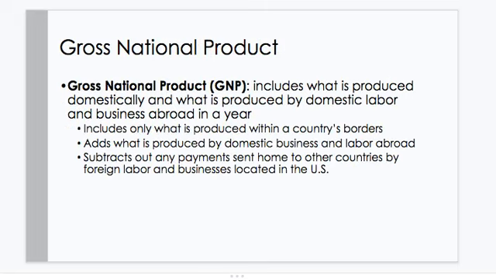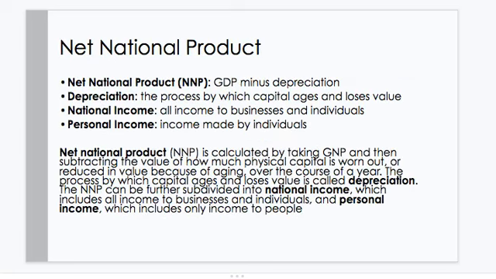Gross national product, GNP, includes what is produced domestically and what is produced by domestic labor and businesses abroad in a year. GDP includes only what is produced within a country's border. GNP adds what is produced by domestic business and labor abroad. It subtracts out any payments sent home to other countries by foreign labor and businesses located in the U.S. Net national product, GDP minus depreciation. Depreciation, the process by which capital ages and loses value. National income, all income to businesses and individuals. Personal income, income made by individuals.